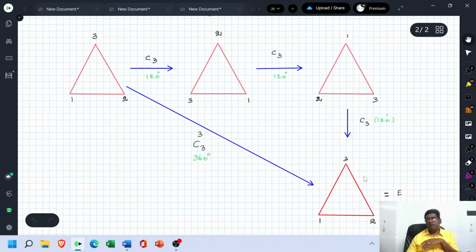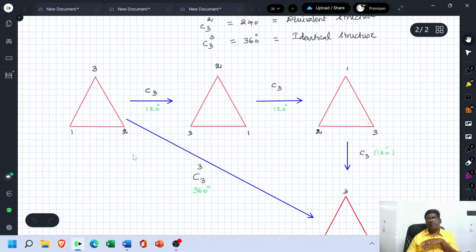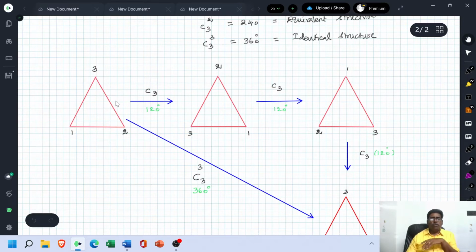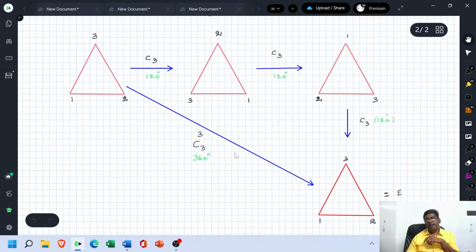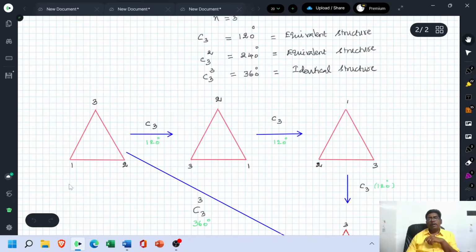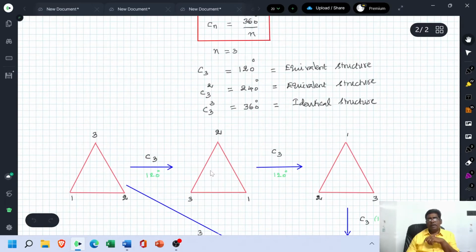Now this is called an identical triangle because these two triangles are identical not only in the structure but also in terms of the points 1, 2 and 3. Then we may conclude that if you provide 360 degree rotation to an equilateral triangle, we can get the identical structure. But if you provide either 120 degree or 240 degree rotation to an equilateral triangle, we can get an equivalent structure, not the identical structure.